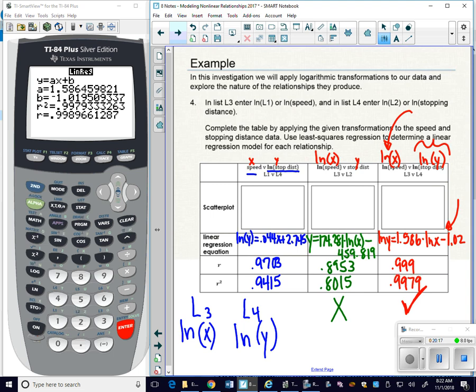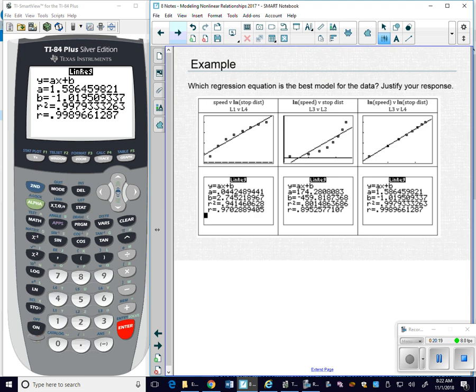I think I have it all together. If you put them all together, this is what you see. So I think you can see very clearly that the transformations that we did, where we took the natural log of x and the natural log of y, linearized the data. And so then we could do least squares regression on that to get a much better fitting equation.